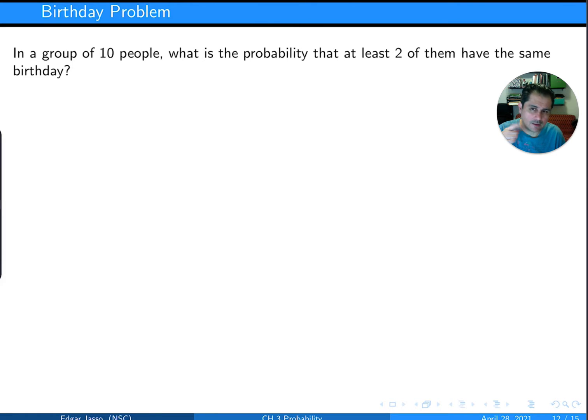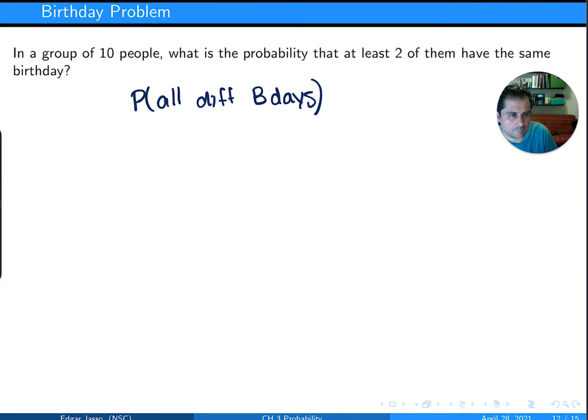So if it didn't happen that in a group of 10, at least 2 of them had the same birthday, what did happen is that all 10 have different birthdays, right? So instead of solving this question, I'm going to find the probability of all different birthdays. If I find that, the answer to the question I was asked is going to be 1 minus that, right? It's a complement. So between the two probabilities, the sum has to be 1.